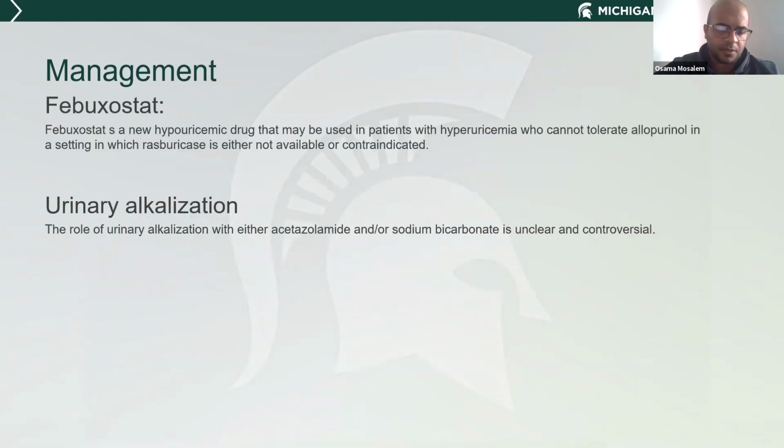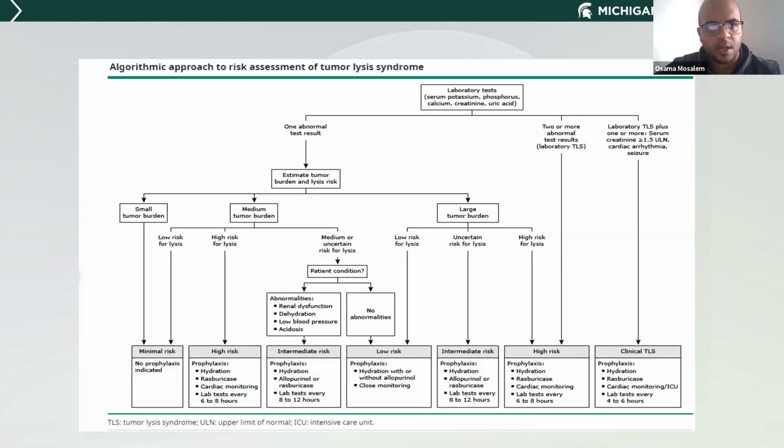The other treatment option which I found was febuxostat, which is similar to allopurinol. However, its use is limited and usually recommended for patients who cannot tolerate allopurinol, in a setting where rasburicase is either not available or contraindicated. Urinary alkalization has been used before, but there is no data to support its usage to increase uric acid clearance from the kidneys, whether by acetazolamide or sodium bicarbonate.